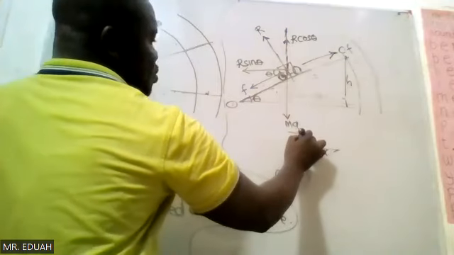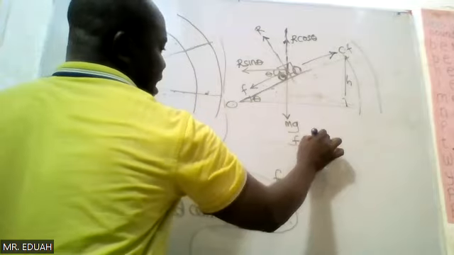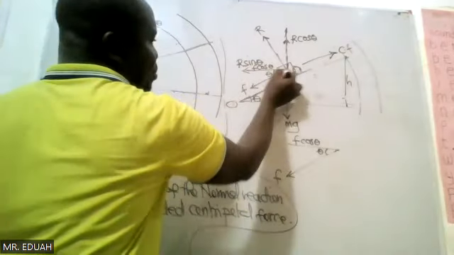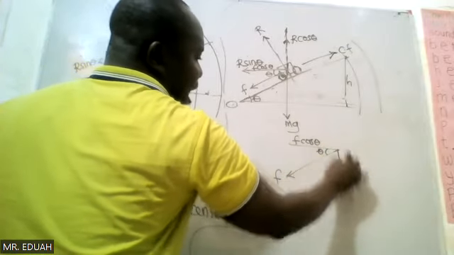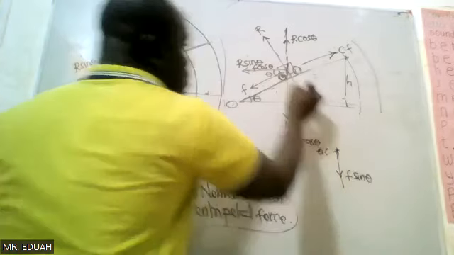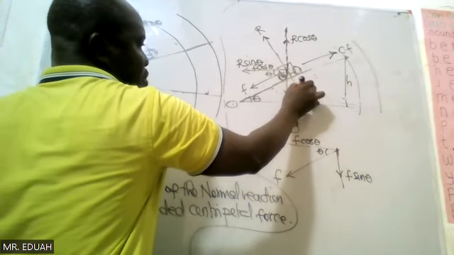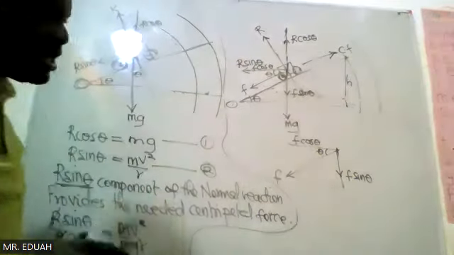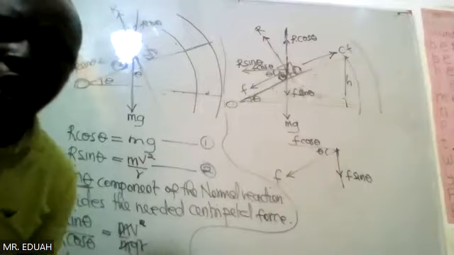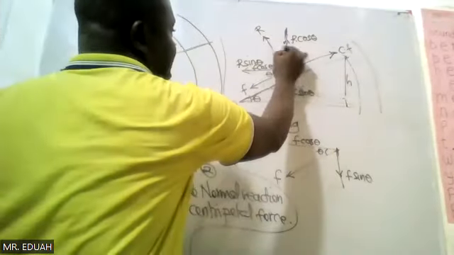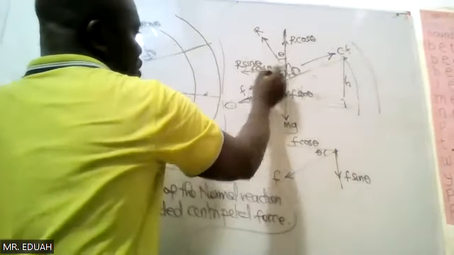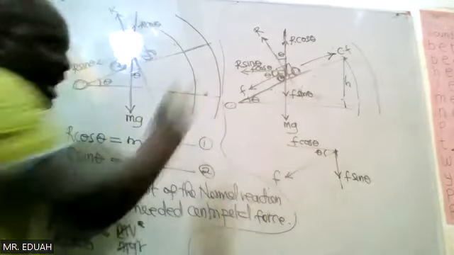So we have this component of it, which is F cos theta. F is friction. So we still have F cos theta as a horizontal component, and F sine theta also acting along the vertical. This is because the frictional force is not directly perpendicular to R cos theta, but also acts at an angle theta. So we are resolving the frictional force just as we resolve the component of the normal reaction. Class, are we okay?